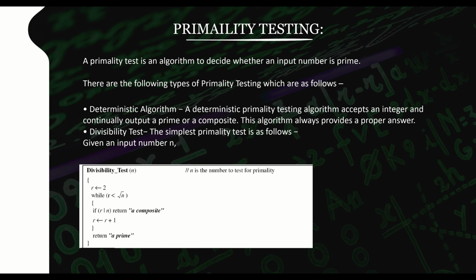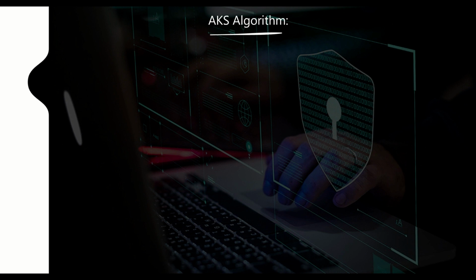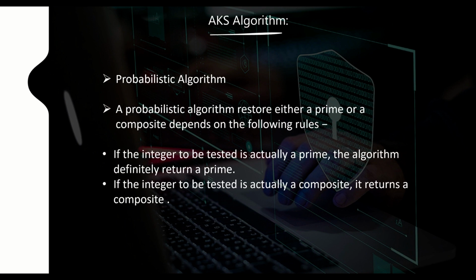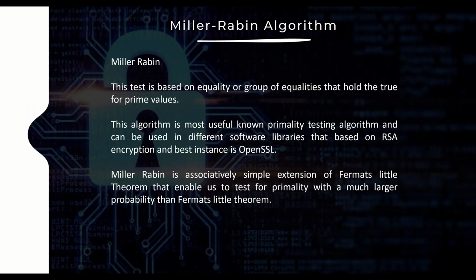A probabilistic algorithm provides an answer that is correct most of the time, but not all of the time. These tests decide whether n satisfies one or more conditions that all primes should satisfy. Miller-Rabin is a fast approach to test primality of large numbers. This algorithm, called the Rabin-Miller primality test, decides whether a number is prime, like other tests. This test is based on an equality or group of equalities that hold true for prime values, and checks whether they hold for the number that is required to be tested for primality.